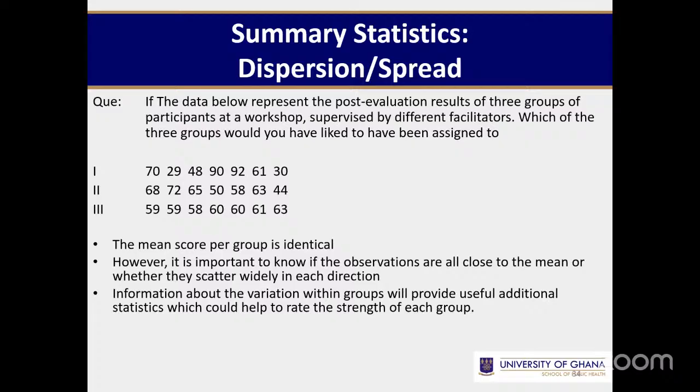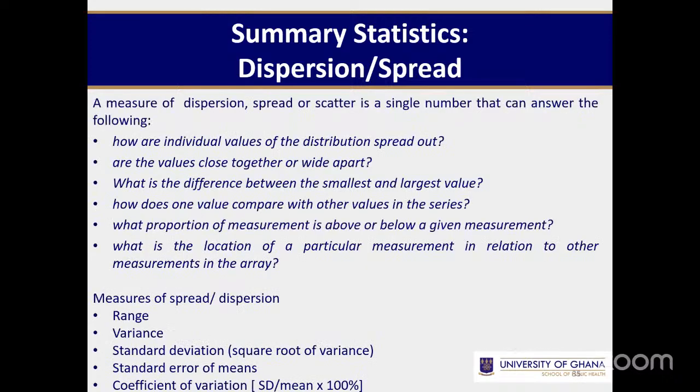We see all of them do have the same mean. But is the spread of the data points the same for all three? No. Therefore, we need to know how widespread the data points are away from this mean. And this is what we use. We can use the range, the variance, the standard deviation, which is the square root of the variance, the standard error of the mean, and the coefficient of variation.